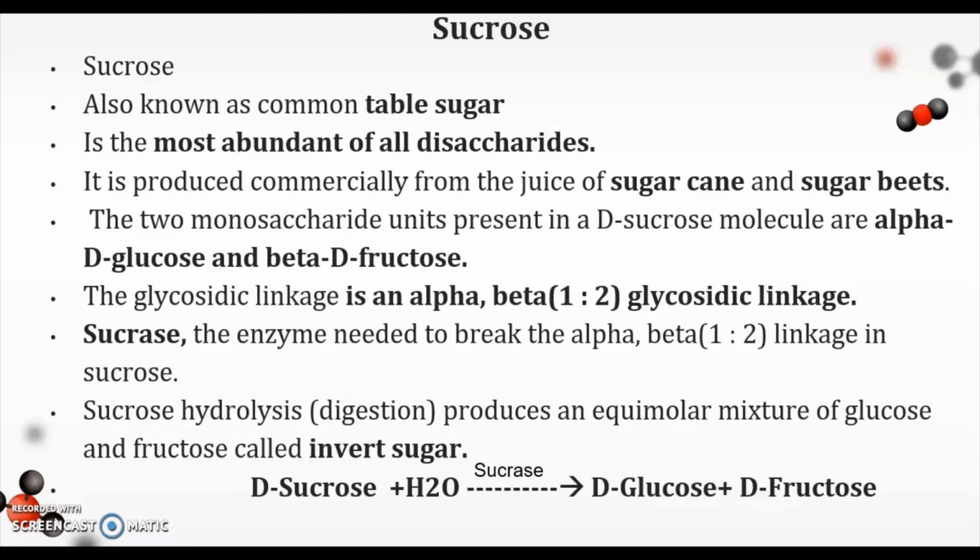The two monosaccharide units present in the sucrose molecule are alpha-D-glucose and beta-D-fructose. Thus, the glycosidic linkage is an alpha-beta-1,2 glycosidic linkage. The hydroxyl group on carbon 2 of the D-fructose, which is the hemiacetal carbon, reacts with the hydroxyl group on carbon 1 of the D-glucose, which is the other hemiacetal carbon.